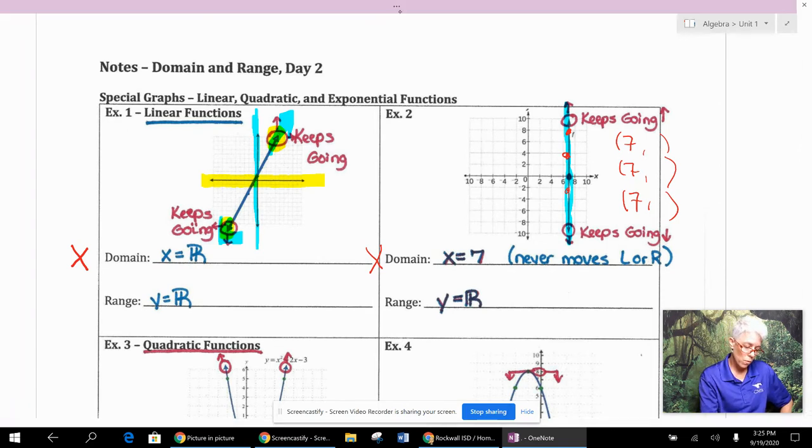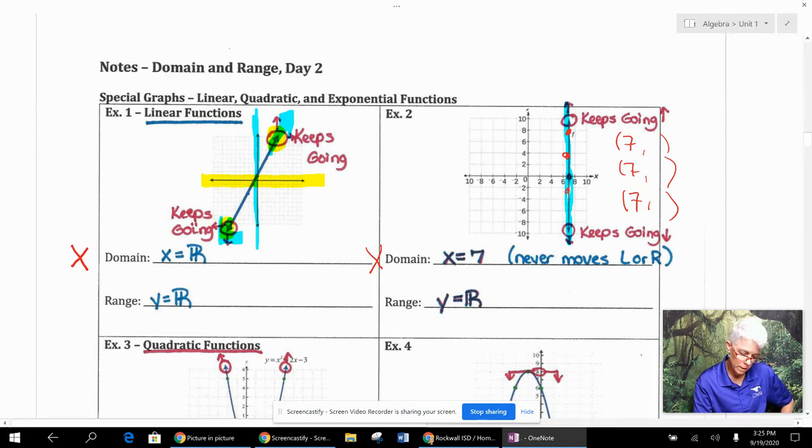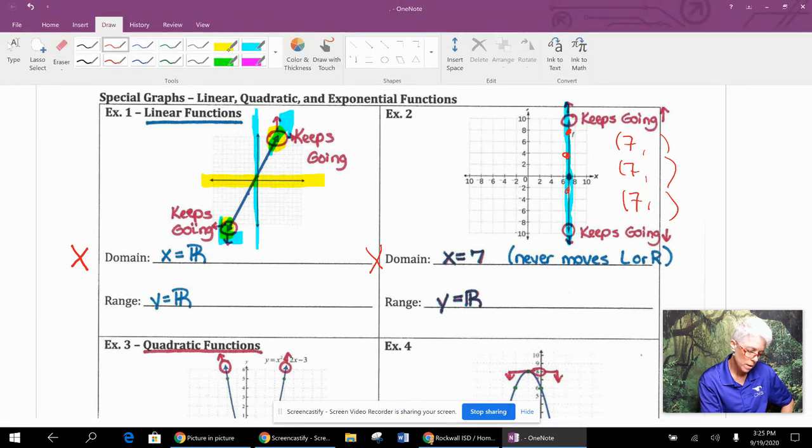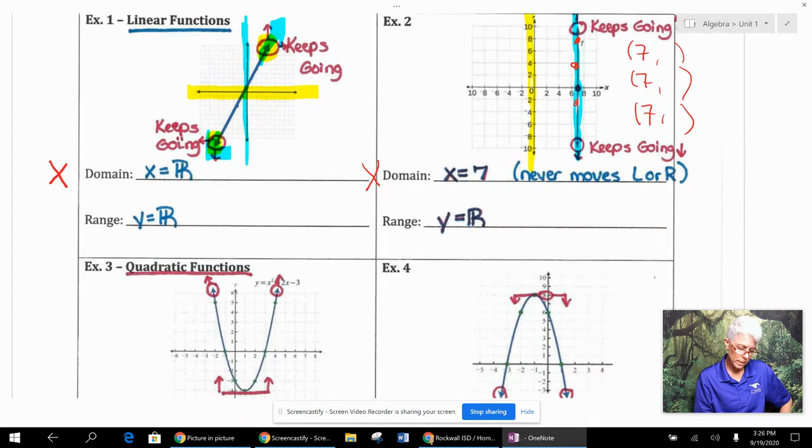For the range, remember range is this, whoops. Okay, sorry, I'm trying to use color here. Here's my y-axis. And you can see that it's going to be all real numbers. I'm not going to go into much more explanation than that.